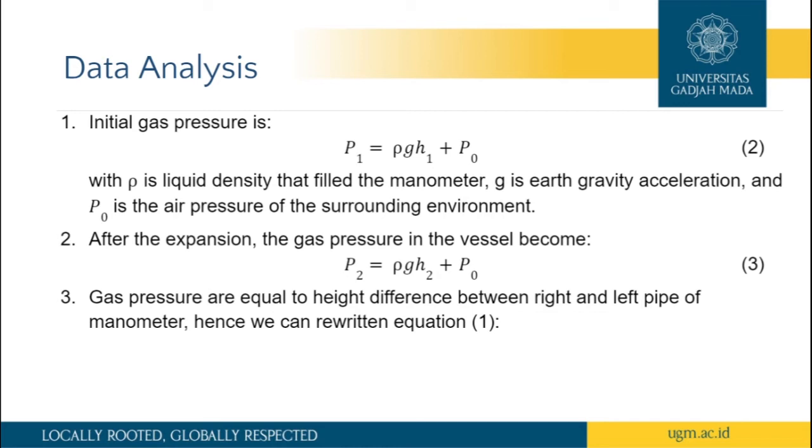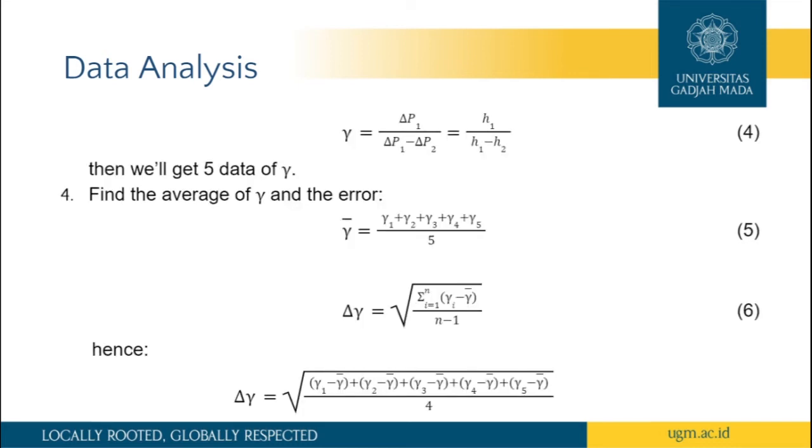After the expansion, the gas pressure in the vessel becomes equation number 3. P2 equals rho times g times H2, the difference in height after the expansion, plus P0. Gas pressure is equal to the height difference between the right and left pipe of the manometer. Hence, we can rewrite equation number 1 as equation number 4. So, the Laplace constant, or gamma, equals the ratio between H1 and the difference between H1 and H2.